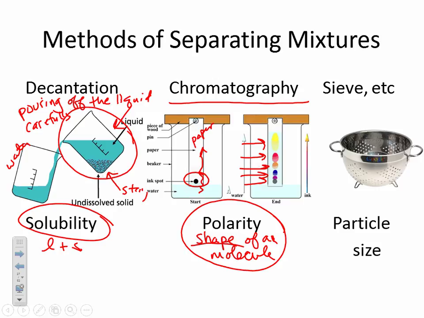And then lastly, you can use things like a sieve, which separates based on particle size. So this is absolutely another means of separating mixtures.